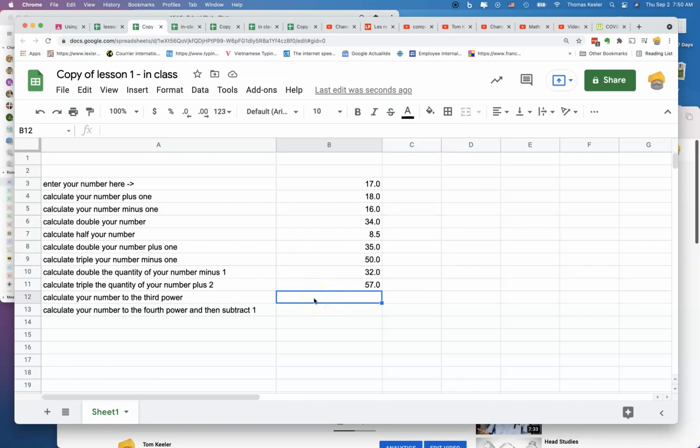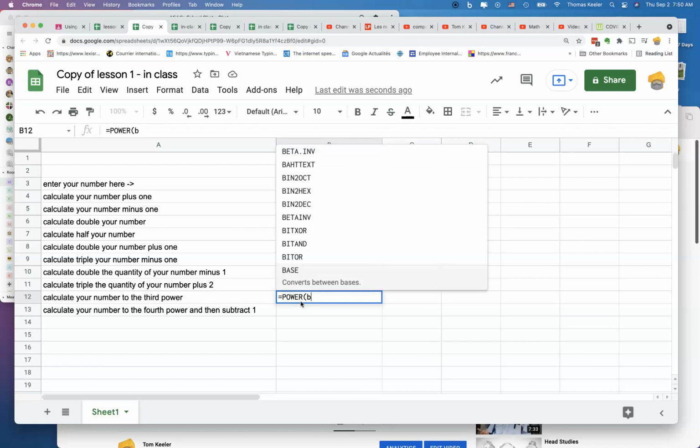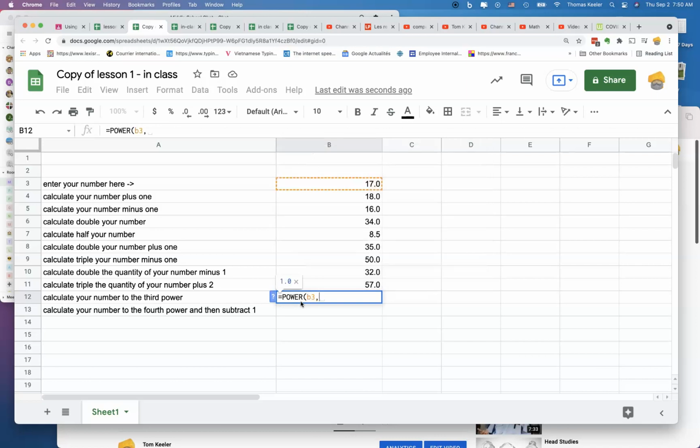Calculate your number to the 3rd power. So it turns out that if you write power, P-O, you'll see there's POWER, and you can even do P-O-W for short. And we're going to raise our number. So we're going to take whatever's in B3, and we're going to raise it to the 3rd power. So we're telling this command 2 things. Look in B3, there's the number to use, and then raise it to the 3rd power.